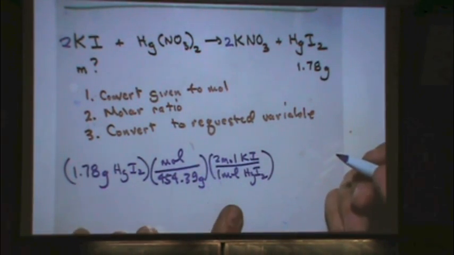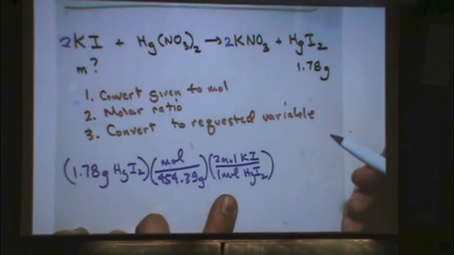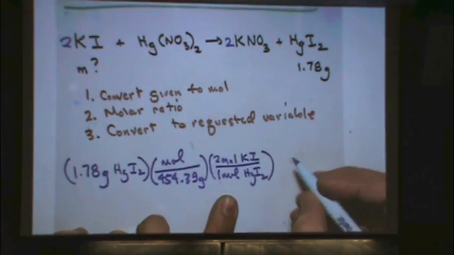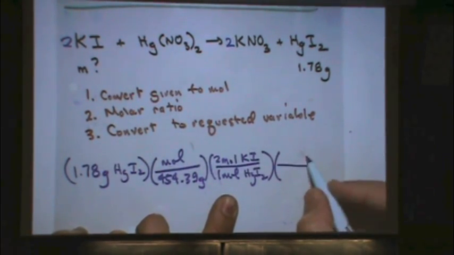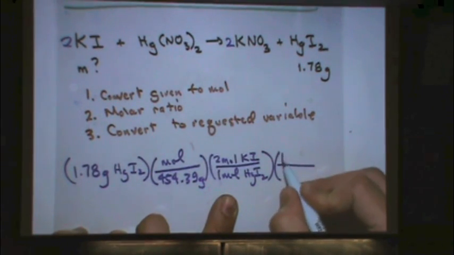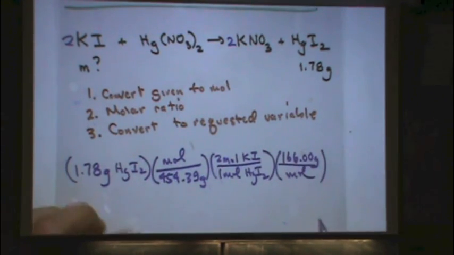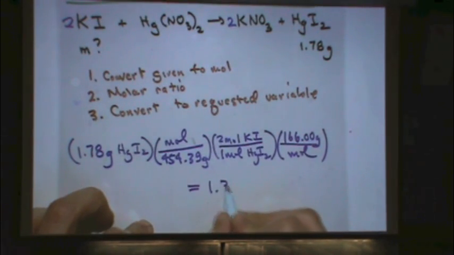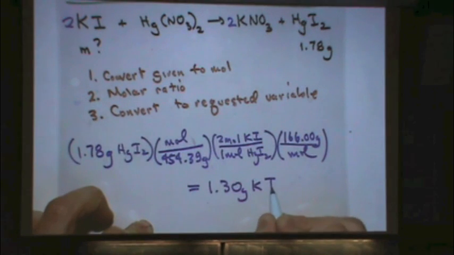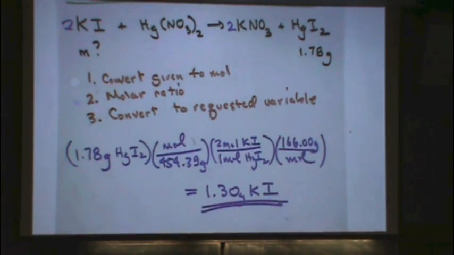Now I've used my molar ratio. My final step is to convert to the requested variable, which is mass or grams. And so I'm going to use the molar mass to do that. For KI, it's 166.00 grams per mole from the periodic table. And that leaves me with 1.30 grams of KI. That's a pretty standard question whenever you're doing stoichiometry. In the next lecture, we'll do a different one. Any questions?